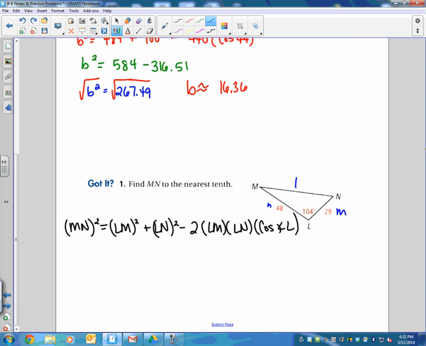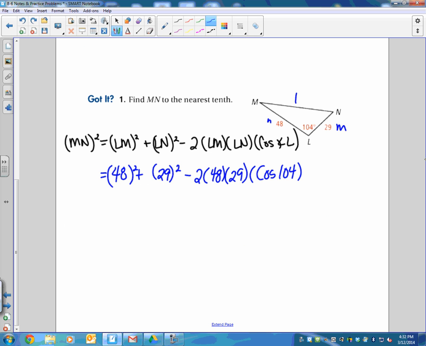So I'll go back and fill in the actual values that I have. And so LM will be 48, so that will be 48 squared, okay, plus 29 squared minus 2 times 48 times 29, and then times the cosine of 104, okay? So we know something interesting with this. When we punch the cosine in of 104, we're actually going to get a negative number, and that's really important to pay attention to so that we can keep everything straight.